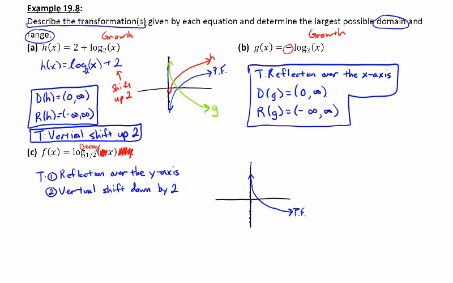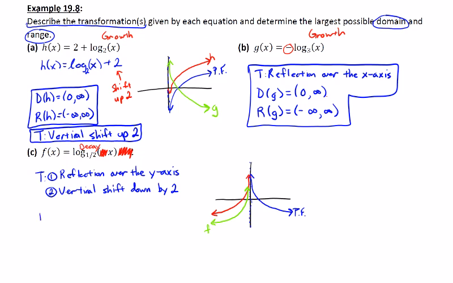I have to do two things to this. I have to first reflect it over the y-axis. When I do that, my vertical asymptote doesn't change, but my graph is now on the other side of the vertical asymptote. Then I'm supposed to shift the whole thing down by 2. So when I shift the picture down by 2, it's going to look something like that. And that is approximately what f is going to look like.